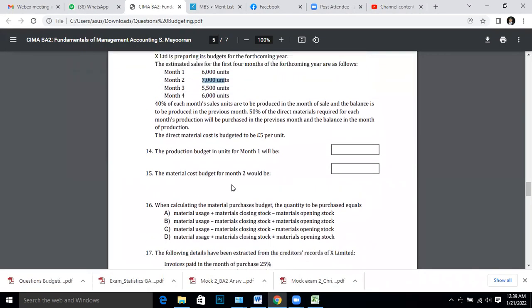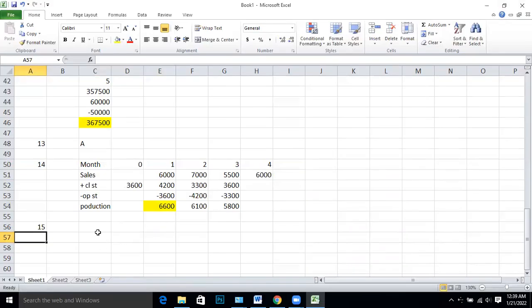Material cost budget for month 2 will be. So let's copy the production.